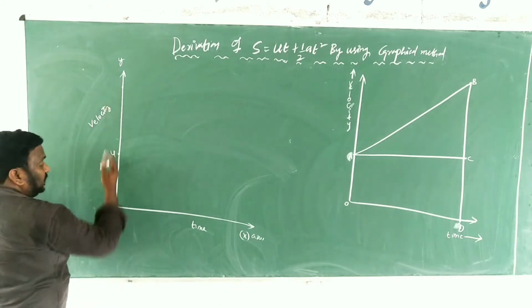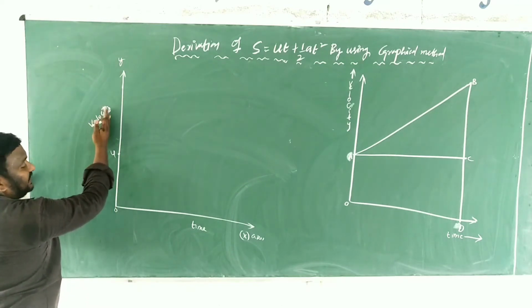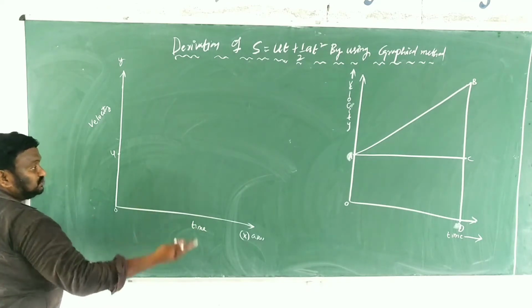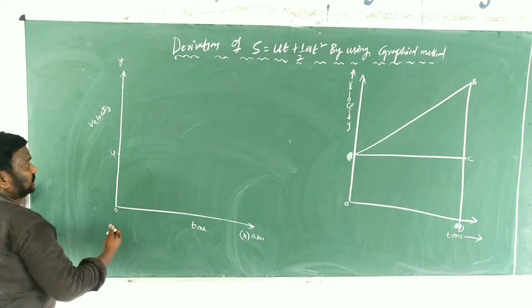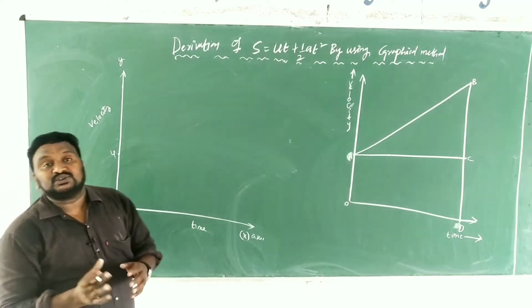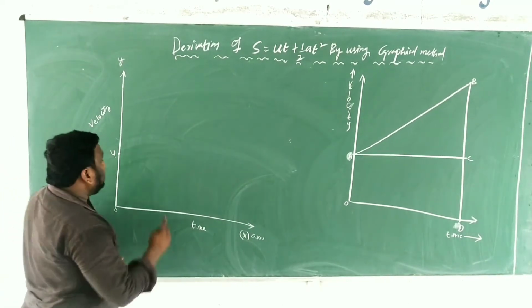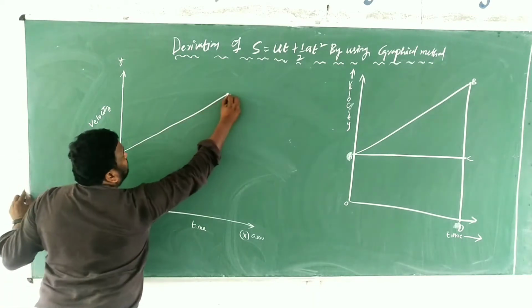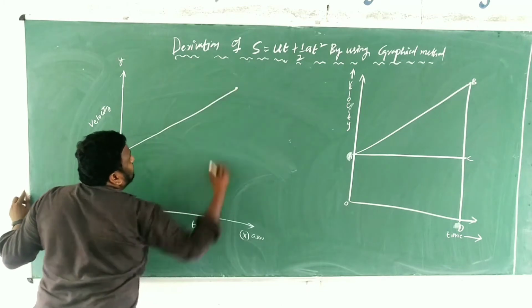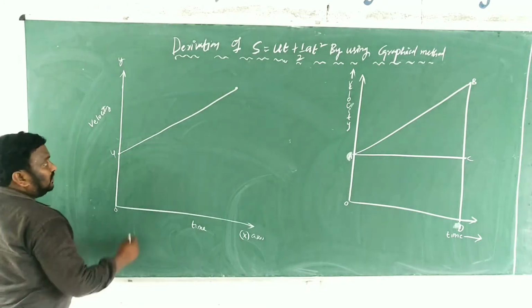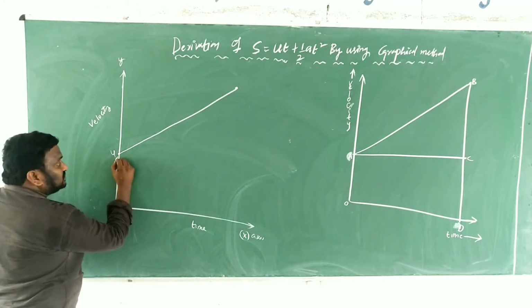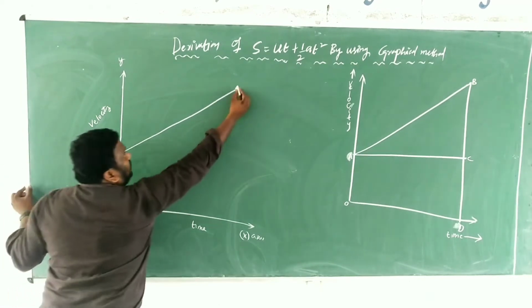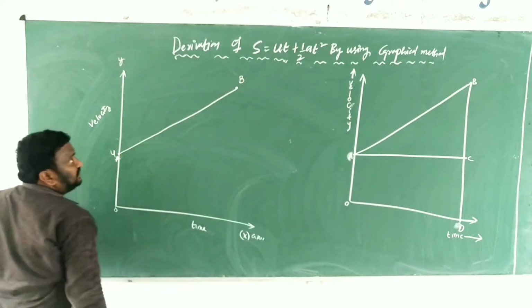Clear? We are taking a graph. Velocity is taken along the y-axis and time is taken along the x-axis. And let's go for the assumption. When the time is 0, the body has some initial velocity u, and it starts its motion, and after some time it reaches this point. For example, let's call it A. The object is moving from A to B.